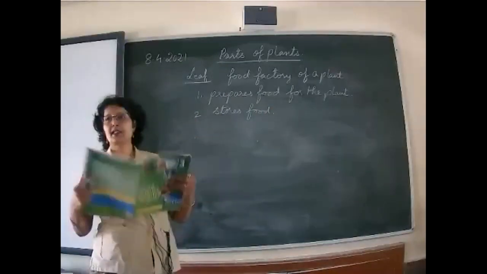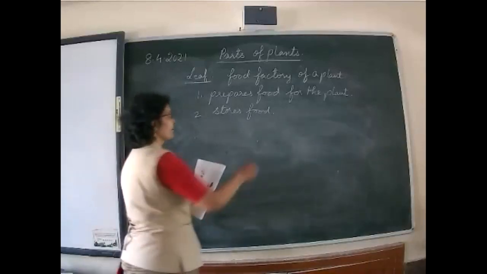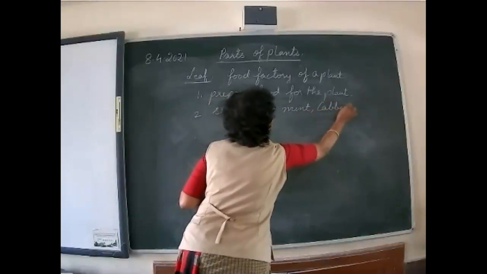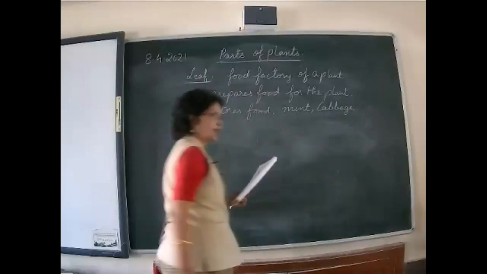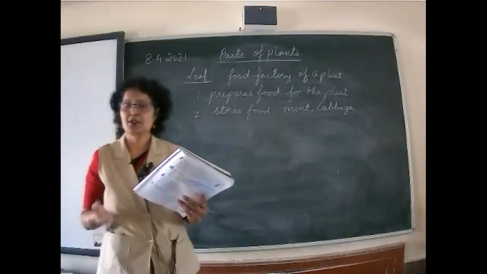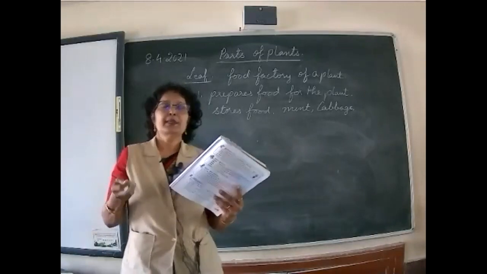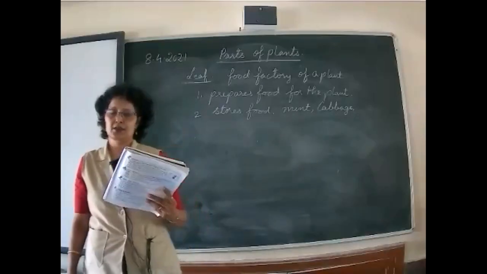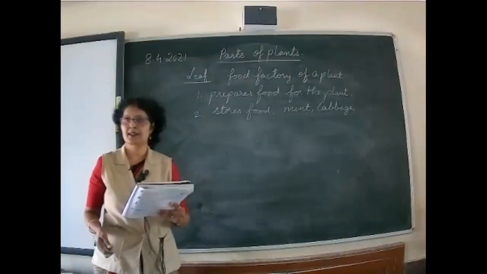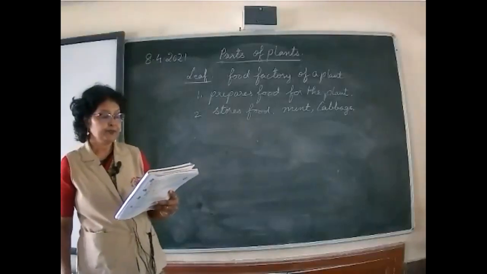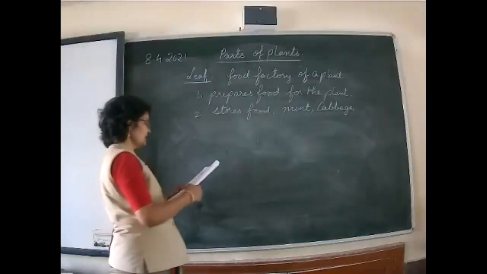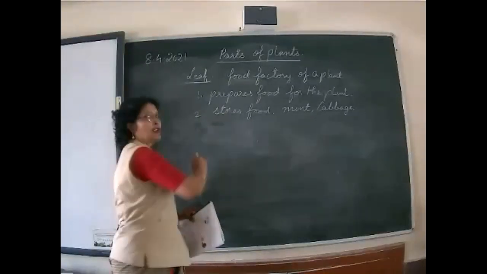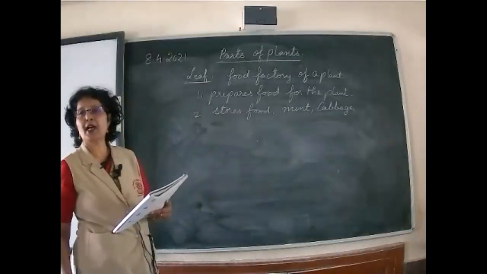And for leaves, you can say mint and cabbage, for example. You should know cabbage is a leaf. Sugarcane, onion, potato, ginger, they are stem. Carrot, radish, turnip, they are roots. You should know what the parts are. And leaves also give out oxygen, which is very essential for our breathing.